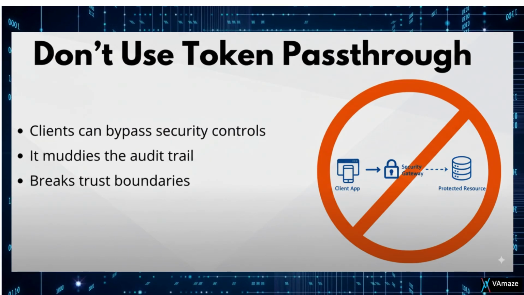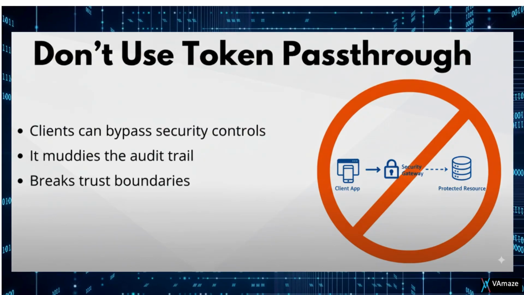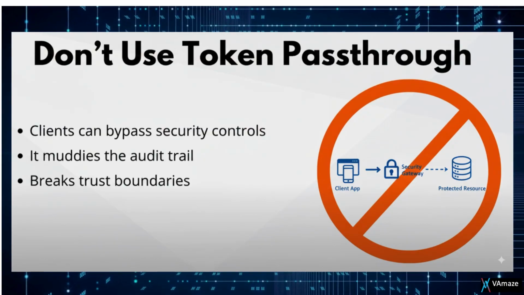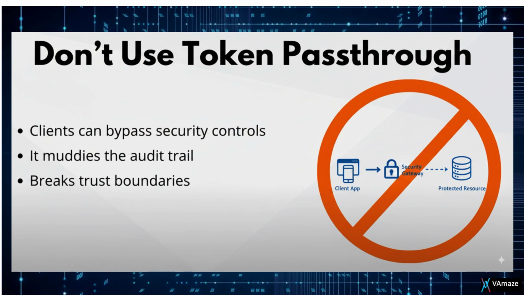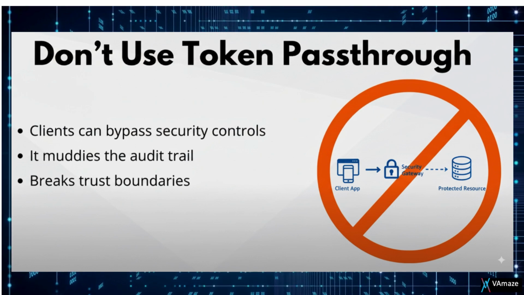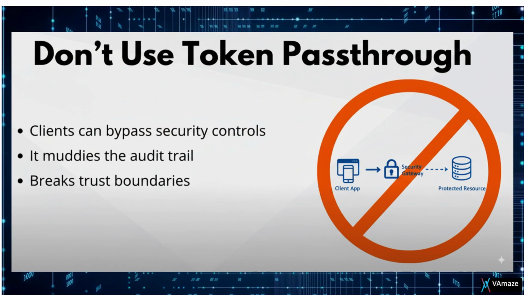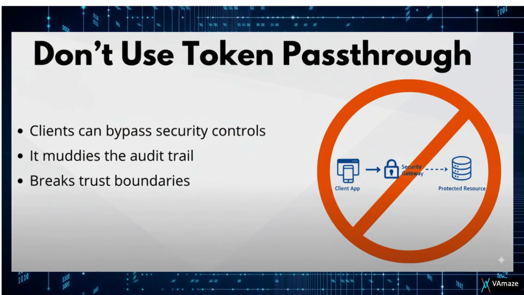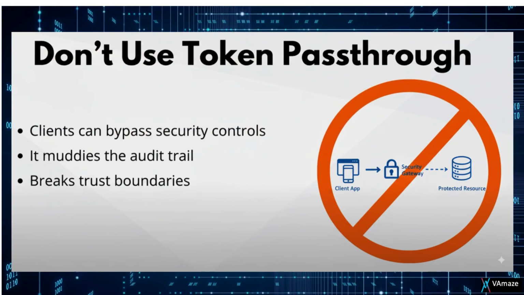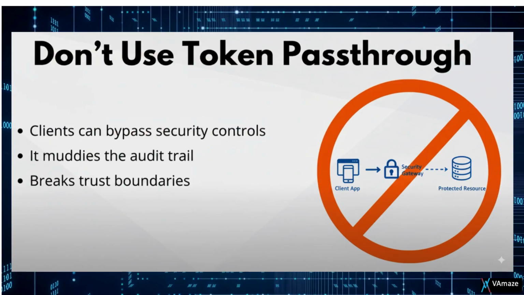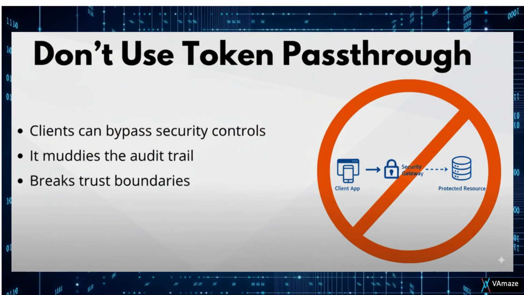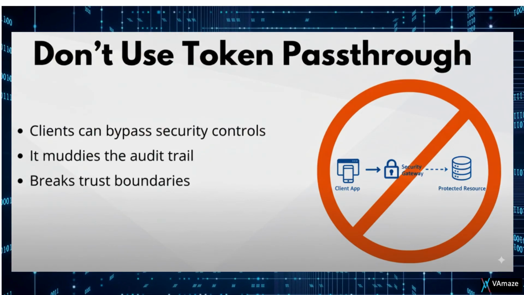Some folks might be tempted to let the client pass its tokens straight to downstream resources, called token pass-through. This is explicitly forbidden in the MCP spec because it introduces massive problems. Clients can bypass critical security controls, it muddies the audit trail, and it can break trust boundaries between services. The bottom line? Only accept tokens issued specifically for your MCP server.